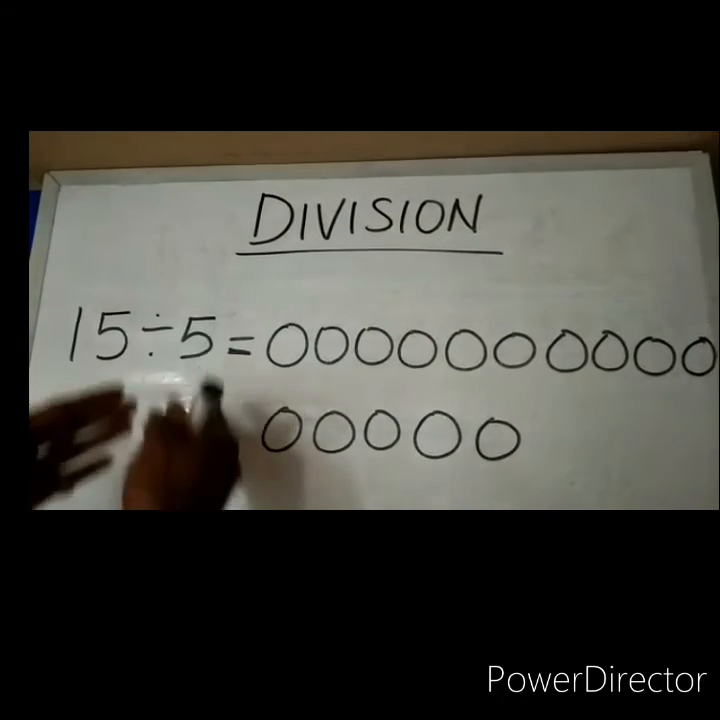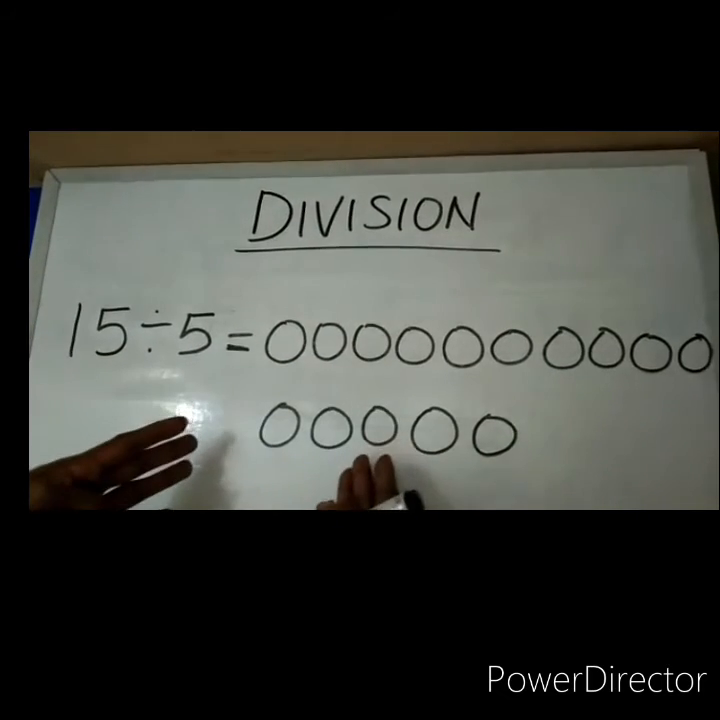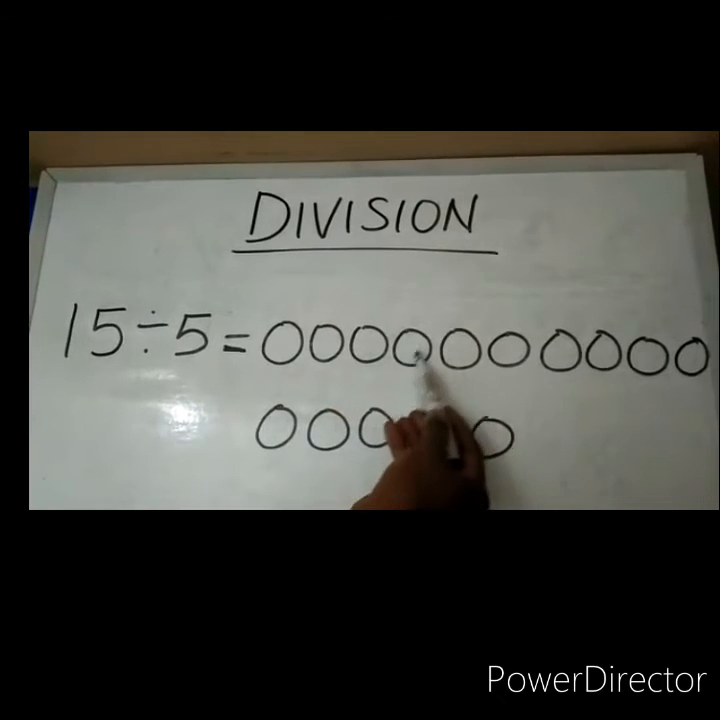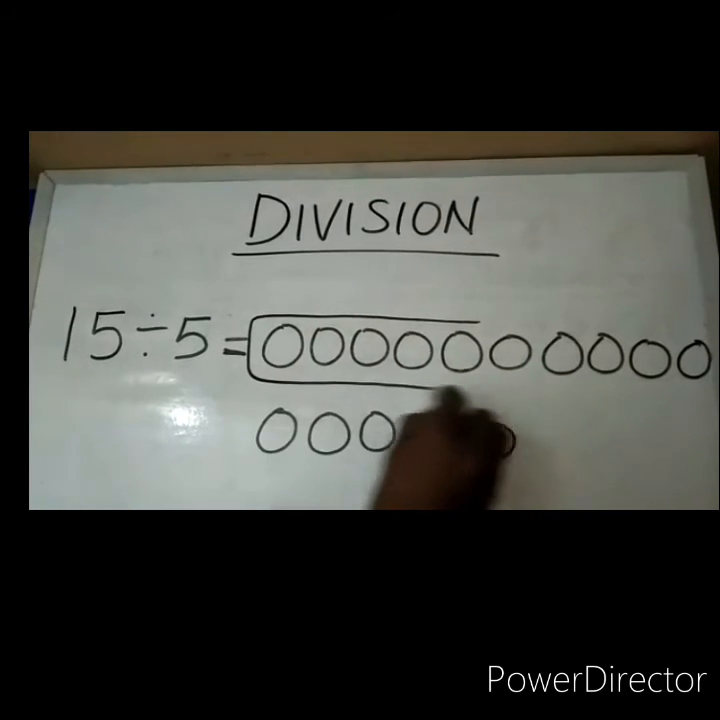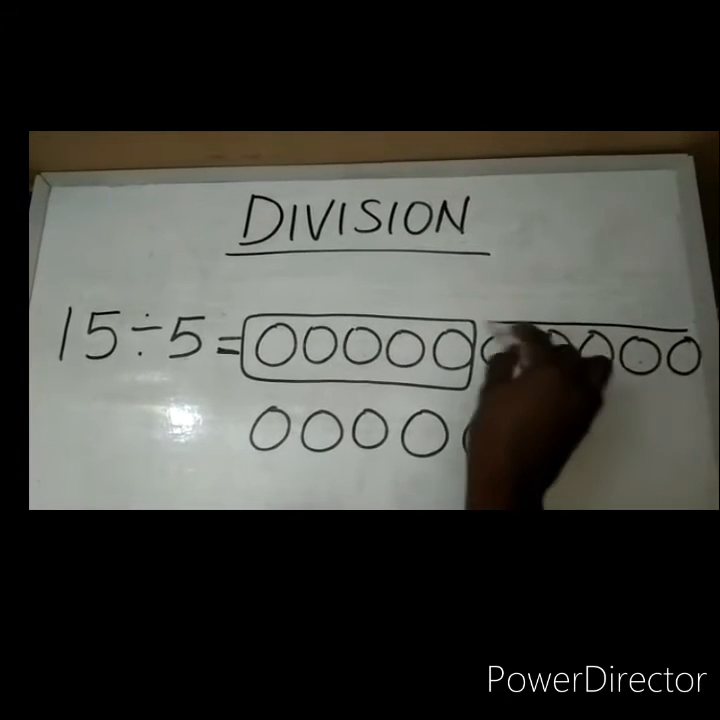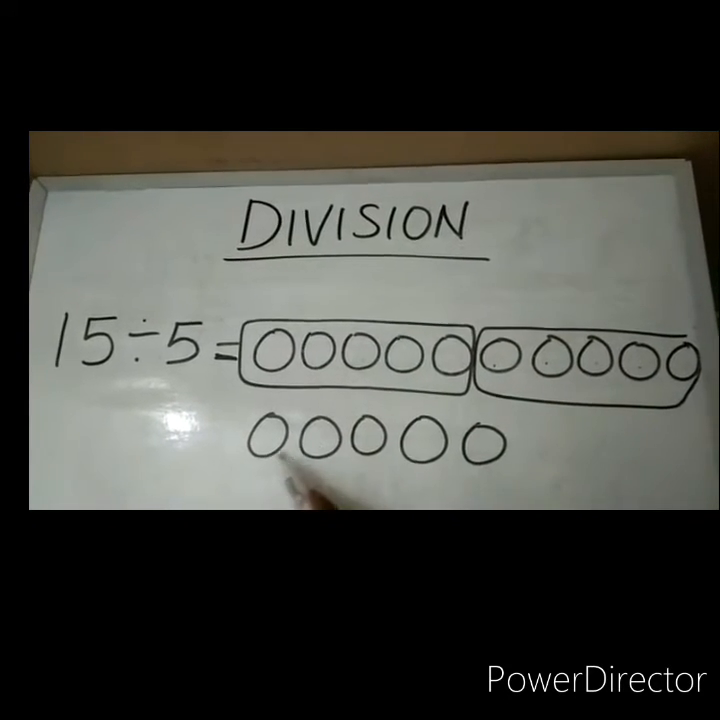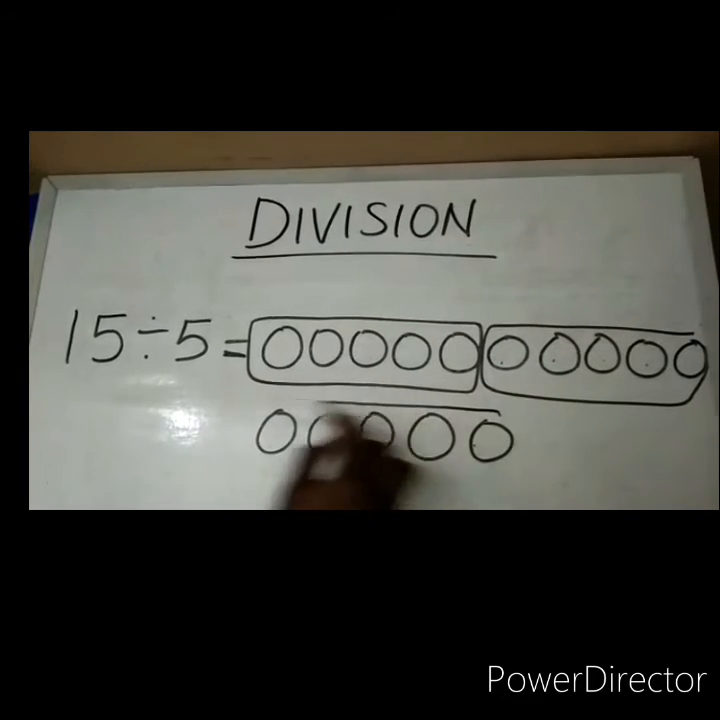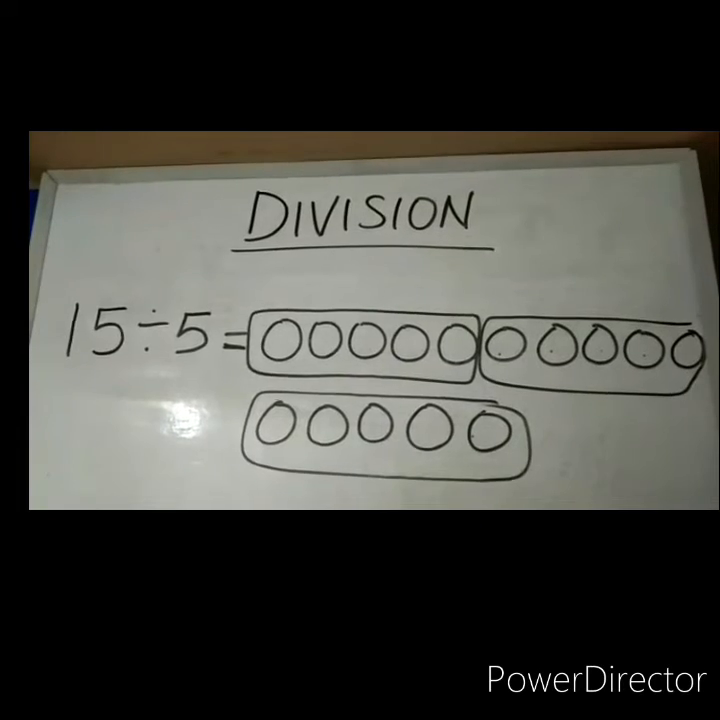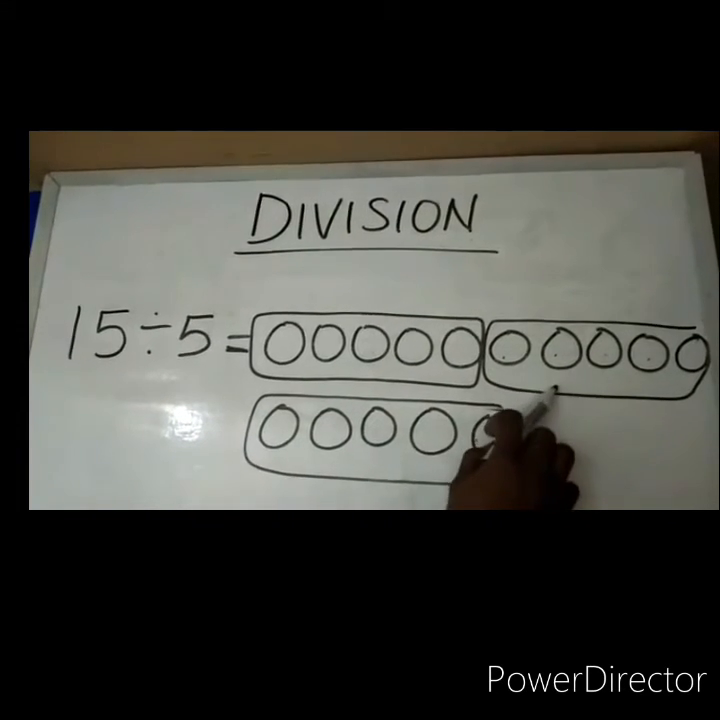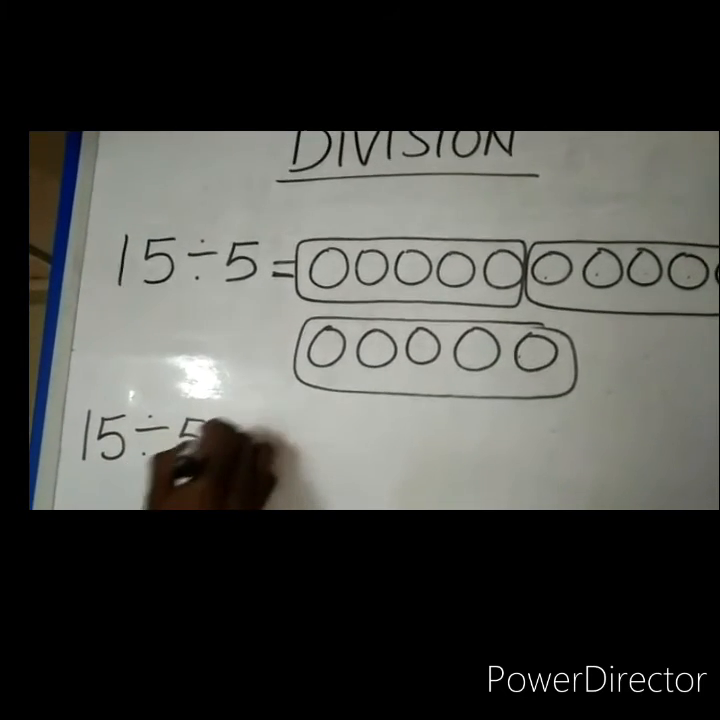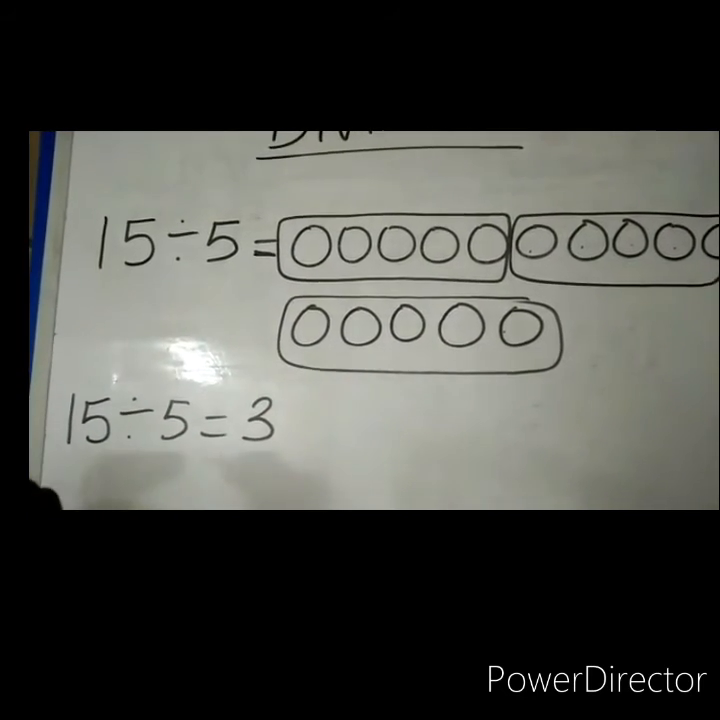So we're going to count groups of 5s, okay, and separate them. 1, 2, 3, 4, 5. Put them together. 1, 2, 3, 4, 5. Put them together. 1, 2, 3, 4, 5. Put them together. So let's find out how many groups of 5s we have in 15. 1, 2, 3. So 15 divided by 5 is equal to 3.